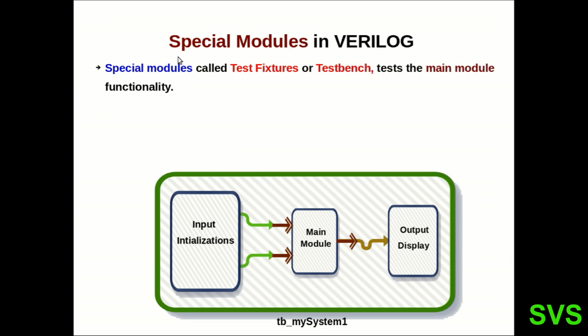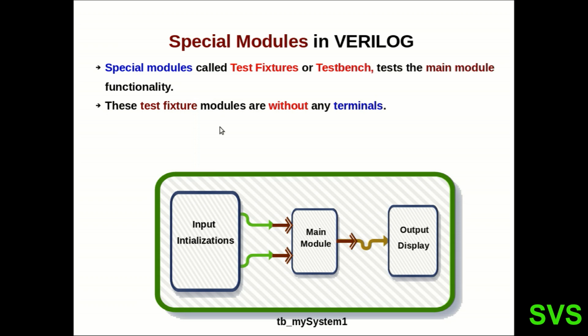So there exist special modules which are called test fixtures or test benches, which test the main module functionality. So these modules are without any terminals. So in the block diagram as seen, the green block, we don't have any terminals. It doesn't have any terminals. So primarily a user sets various states or signals for the inputs, which are stored in the memory block.